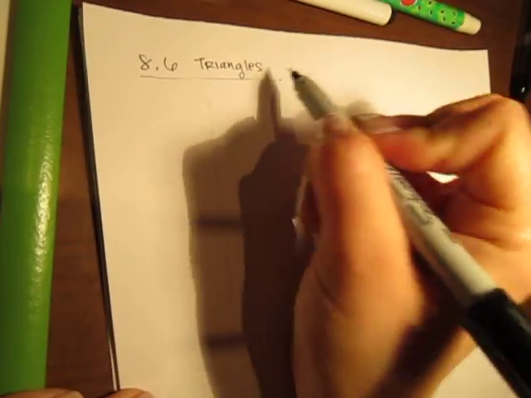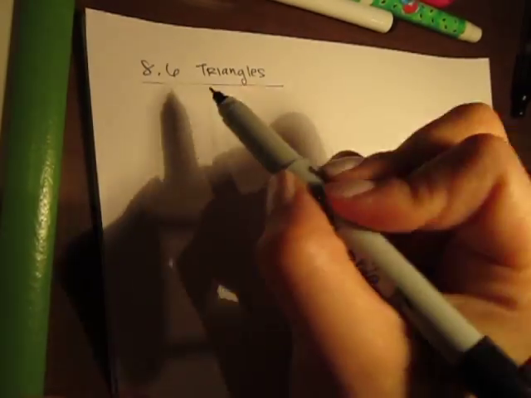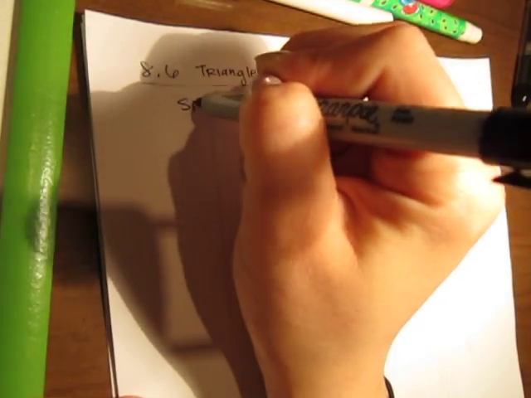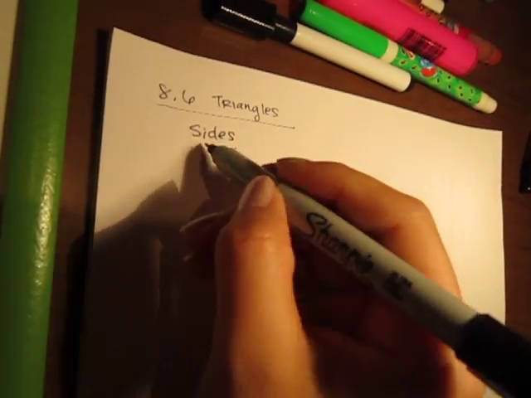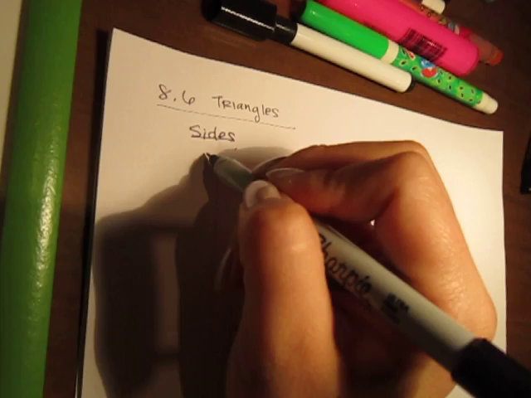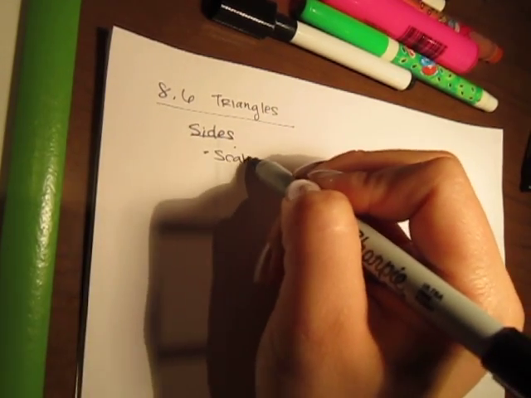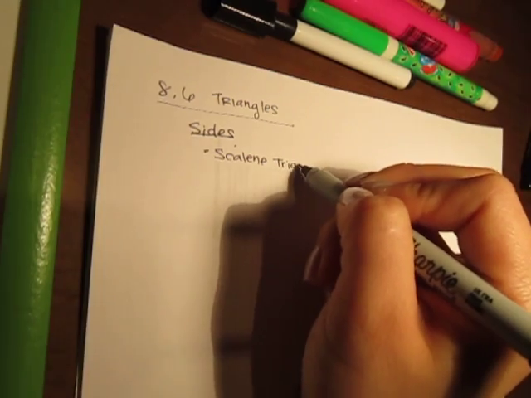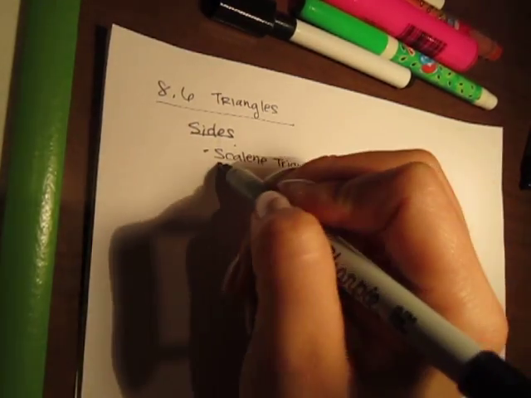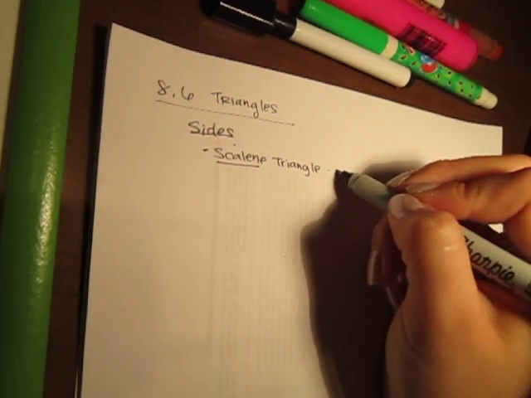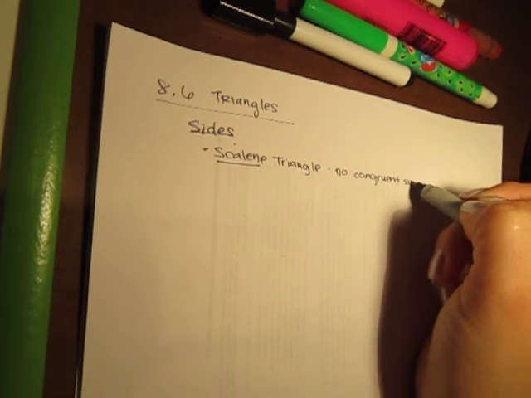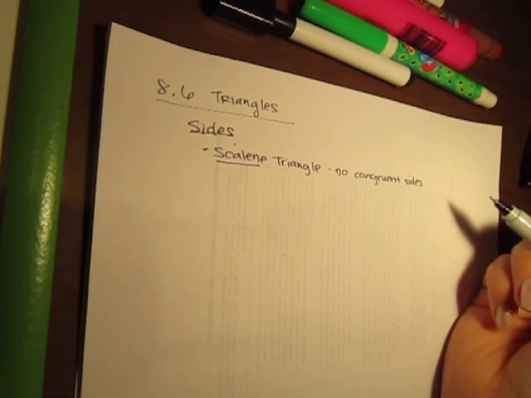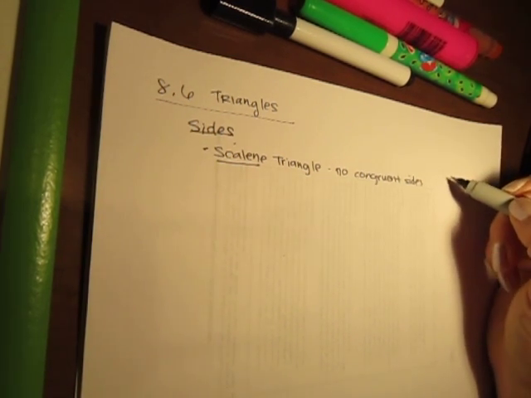So first we're going to talk about triangles, and that can be identified by their side lengths. There you go, we're looking at their sides. First type of triangle that we'll talk about is scalene triangle. When you have a scalene triangle, it means that there are no congruent sides. So the length of all the sides are different. An example might be a triangle that looks like this.